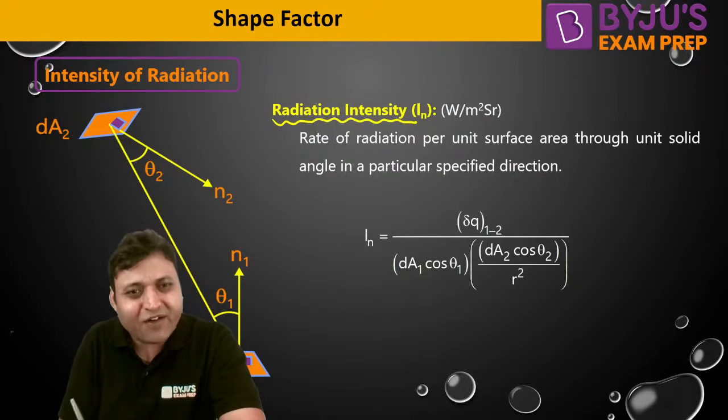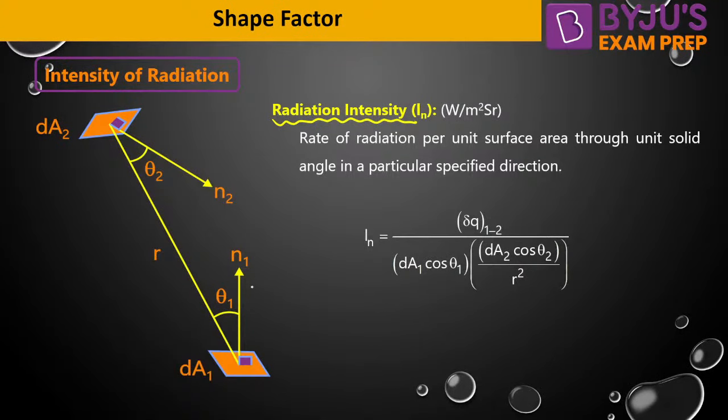So look, there are two surfaces. Can you see these two surfaces? One is the radiating surface, A1, and two is the receiving surface.